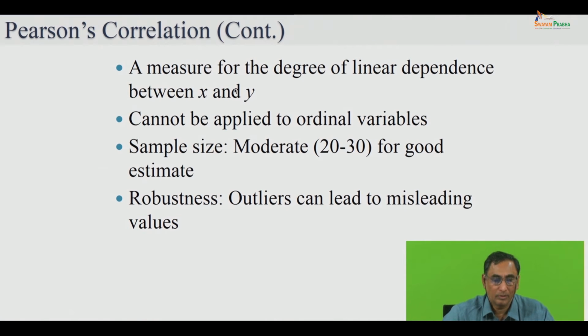So Pearson's correlation is actually useful to indicate whether there is a linear dependency between x and y. For example, if y is a linear function of x, then the Pearson's correlation coefficient will turn out to be either close to plus 1 or close to minus 1. If y is increasing with x, then we say it is a positive correlation, as we saw in a figure. If y is decreasing with x linearly, then the correlation coefficient will be close to minus 1.